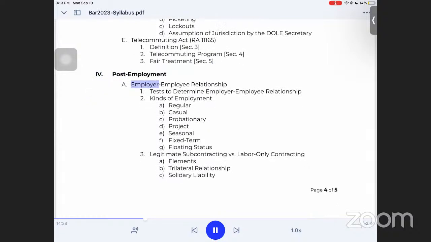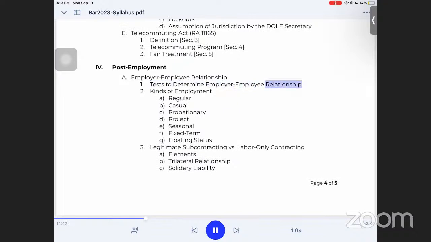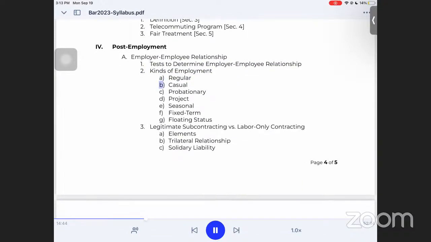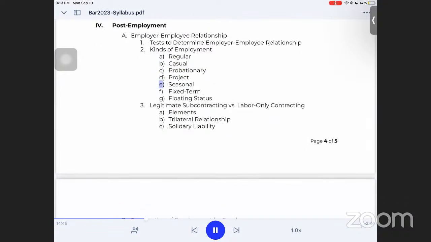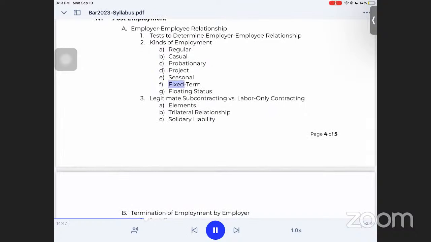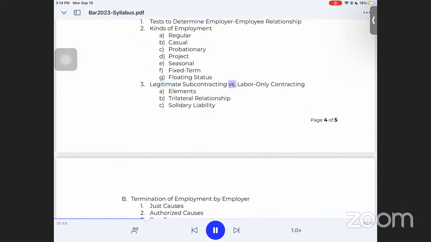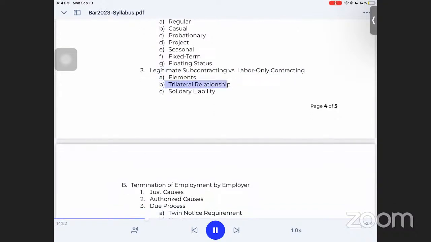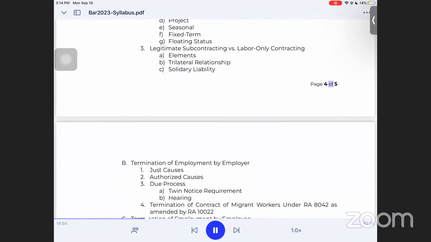4. Post-employment. A. Employer-employee relationship. 1. Tests to determine employer-employee relationship. 2. Kinds of employment. A. Regular. B. Casual. C. Probationary. D. Project. E. Seasonal. F. Fixed term. G. Floating status. 3. Legitimate subcontracting versus labor-only contracting. A. Elements. B. Trilateral relationship. C. Solidary liability. Page 4 of 5.